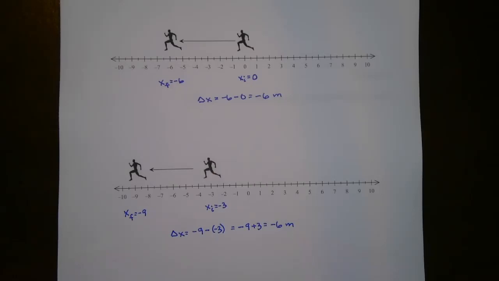So what does the negative mean? It means you moved left. The difference between your initial position and your final position is that you've moved to the left 6 units. If you're going up or down, then that would mean from the initial position, you've moved down 6 meters.